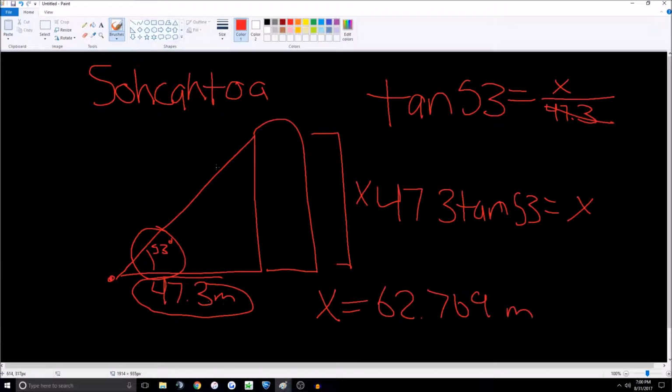We got this by figuring out that this was the adjacent side, this was the opposite side, setting the opposite over the adjacent, and solving for tan of 53 after we multiply each side by 47.3.